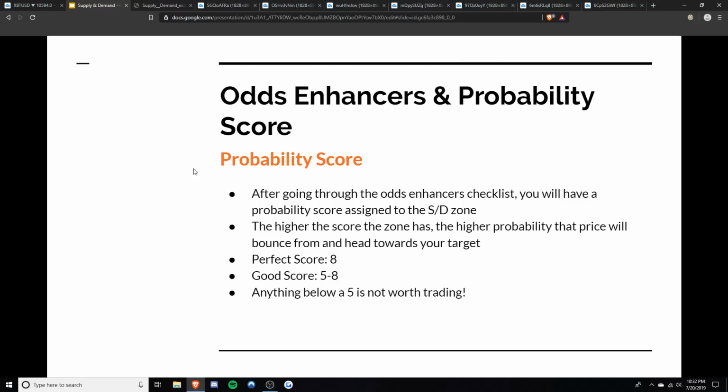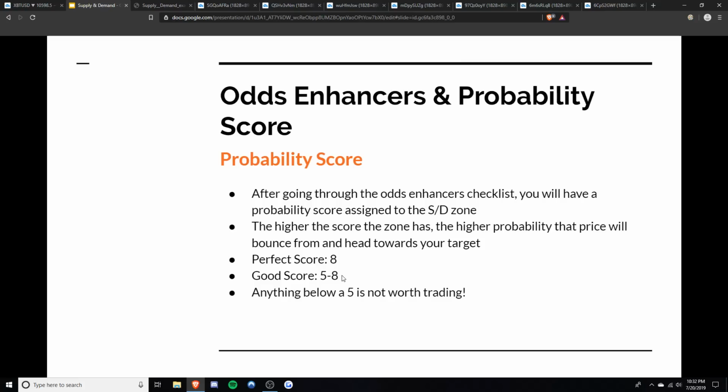After you get enough screen time and enough time watching all these supply and demand zones form and knowing which ones to trade from, it becomes a lot easier, and you won't have to go through that checklist every time. But once you go through that checklist, you'll have a probability score assigned to the supply and demand zone. The higher the score the zone has, the higher the probability that price will bounce from that zone and head towards your target.